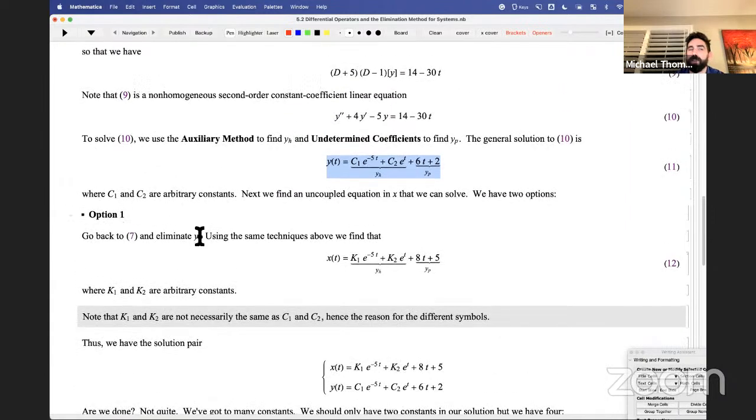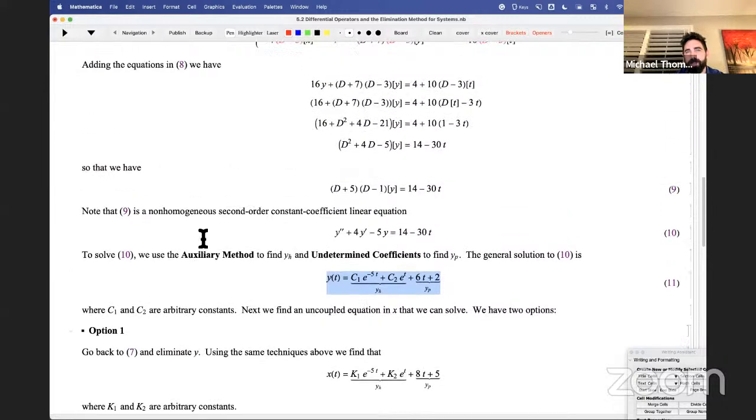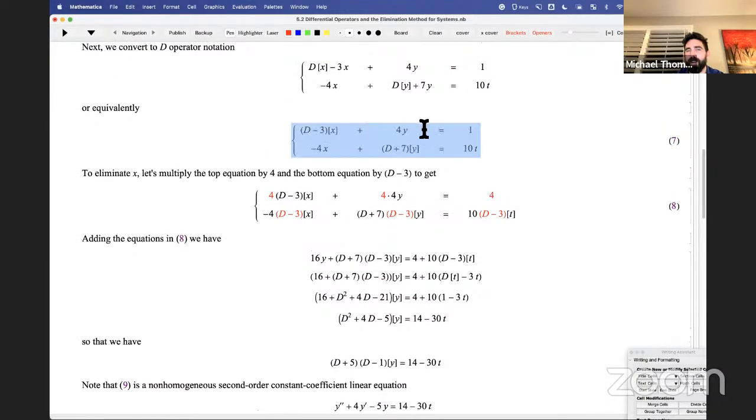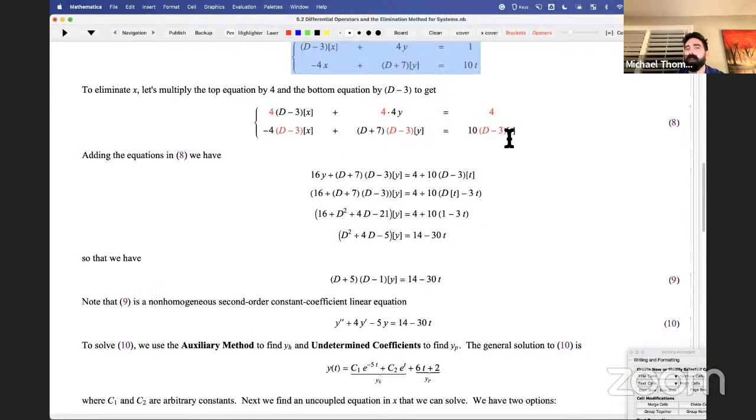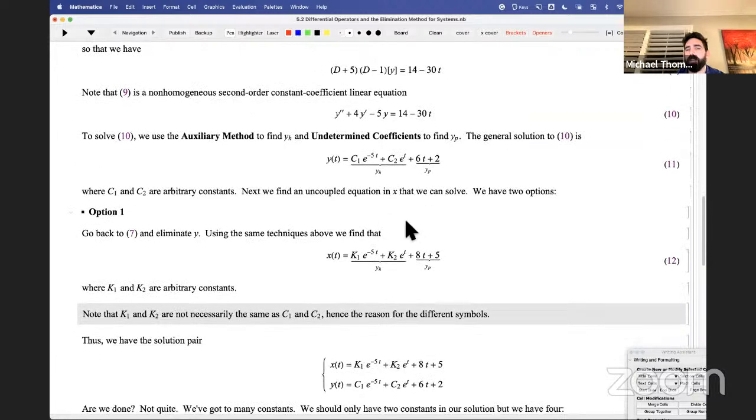All right, so I'm not going to show all the steps, but what you could do is go back to the original system here, expressed in big D notation, and instead of eliminating X, we could eliminate Y. Just redo what we just did. Now, assuming you did all that work, you would arrive at this solution right there. Of course, you'd have to use the auxiliary method and undetermined coefficients, which is a pain. It's a lot of work to do that, right?